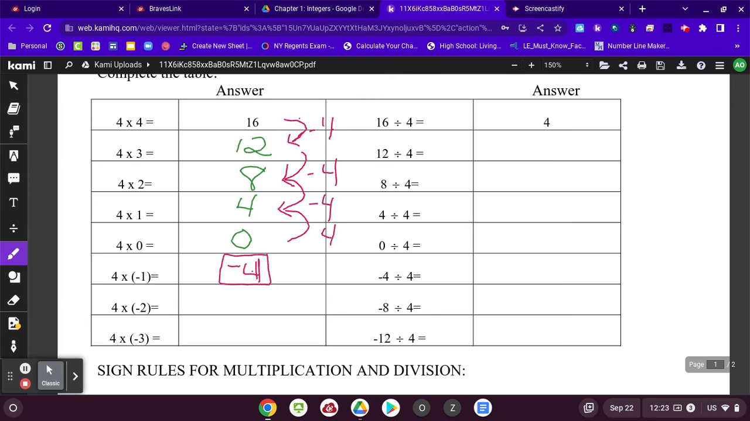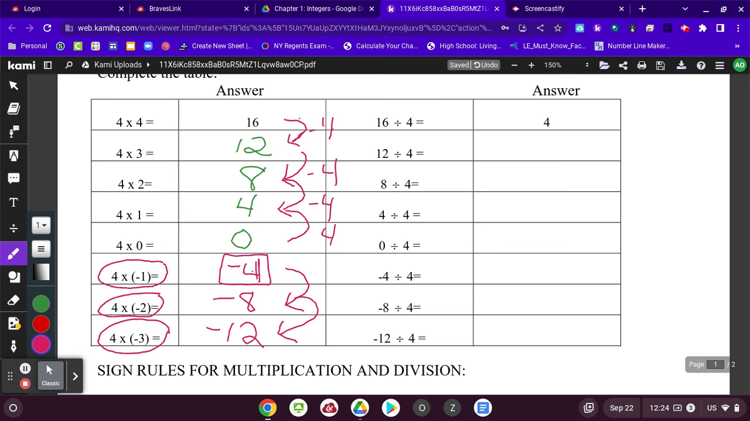And when we look, that means that when we multiply a positive by a negative, the answer has to be a negative answer. So negative 4 minus 4 is negative 8. Again, that's a positive times a negative is a negative. And if we decrease by 4 again, we get negative 12. Again, showing that a positive times a negative is a negative.